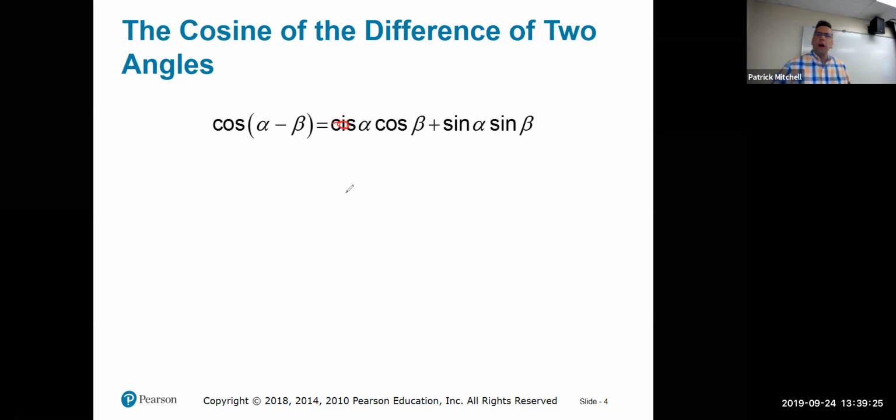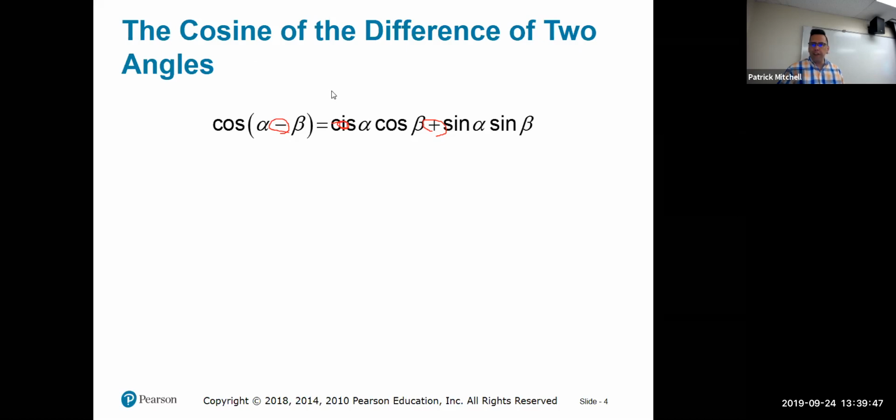All right, the cosine of alpha minus beta is equal to cosine alpha cosine beta plus, notice that it's a minus over here and a plus over here. So the cosine of alpha times the cosine of beta plus the sine of alpha times the sine of beta.